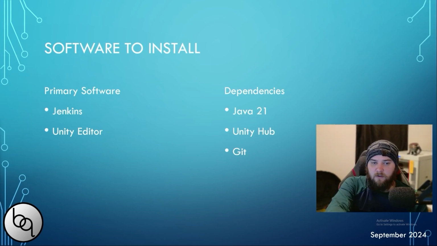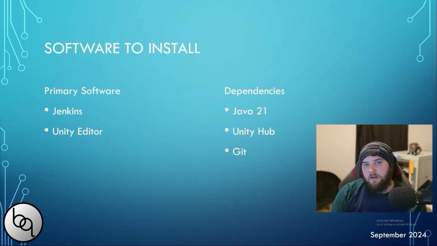For Jenkins, your dependency is going to be Java 17 or 21. May as well use 21, and this is the recommendation for September 2024. Always check the Jenkins page, see what the recommended Java version is for your current installation, or if you're going to be upgrading, make sure that you have the correct Java version.